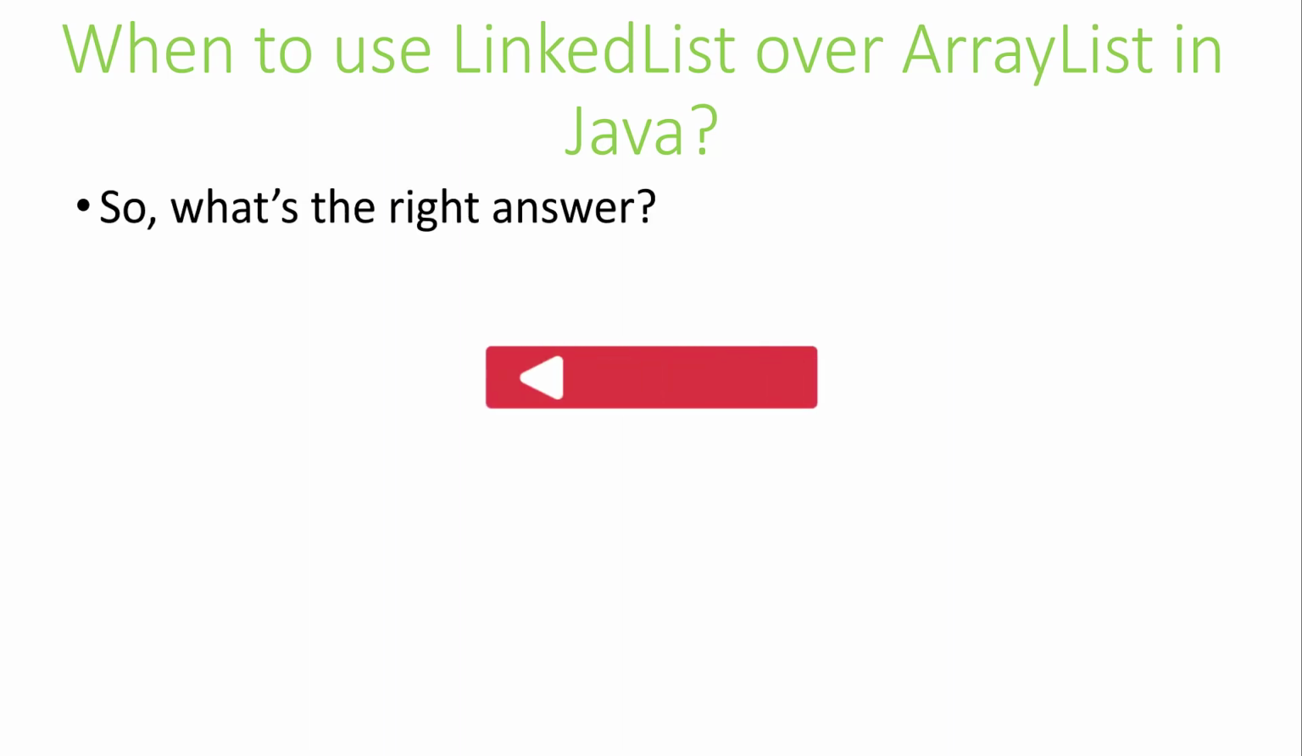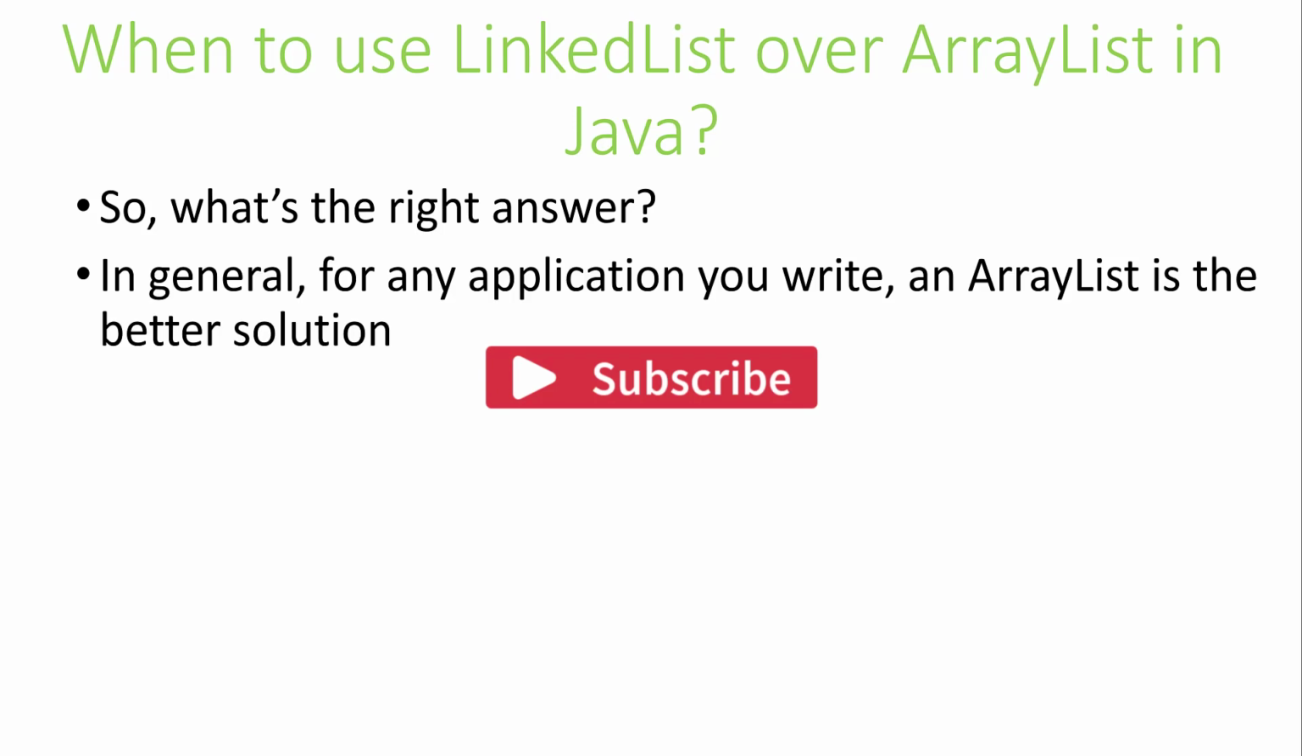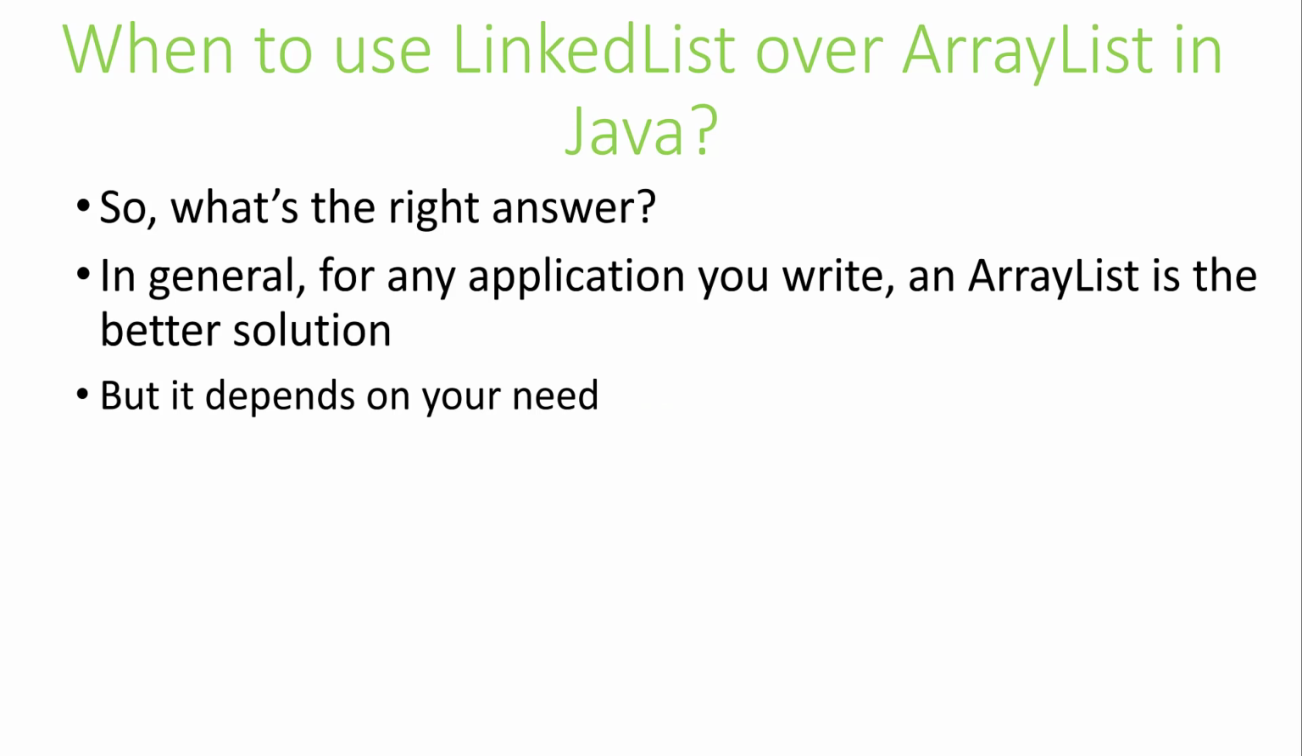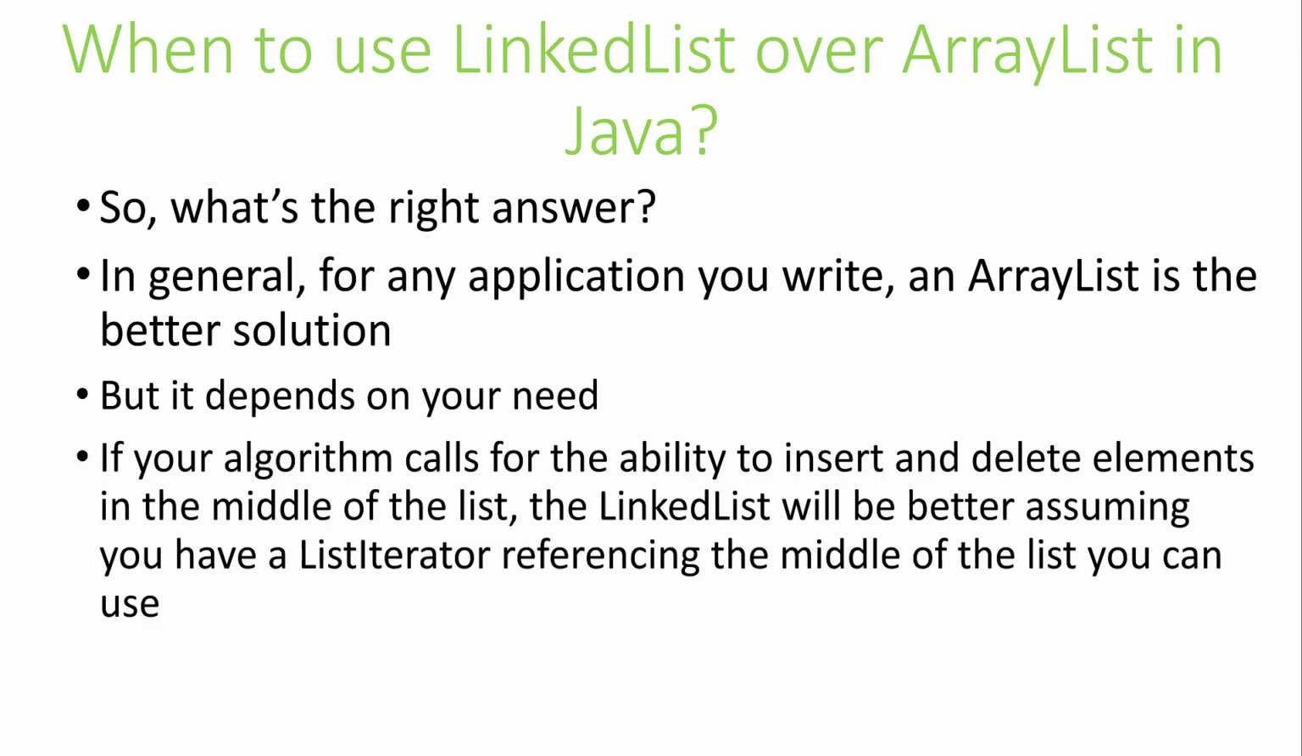So which implementation of the list interface should be favored? In general, for any application you create, array list is a better solution. But it depends on your needs and the amount of data you'll manipulate. For smaller data sets, the difference is almost negligible, as we'll see in our coding example. If your algorithm requires you to insert and delete elements in the middle of the list, the linked list will be faster, assuming that you have a list iterator referencing the middle of the list that you can use and maintain, and much slower, as we'll see in our coding example, if you don't.